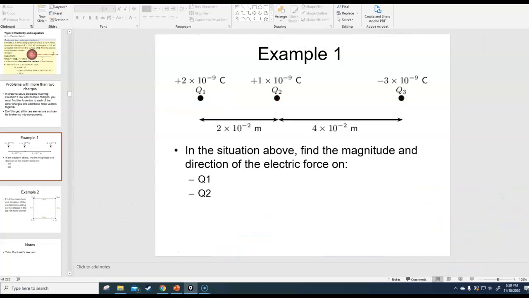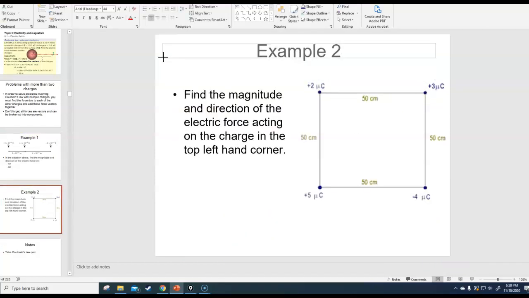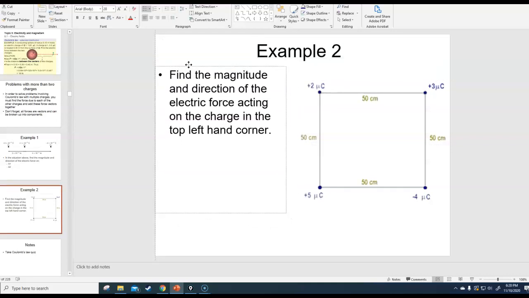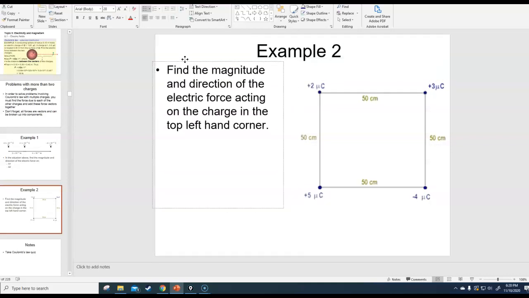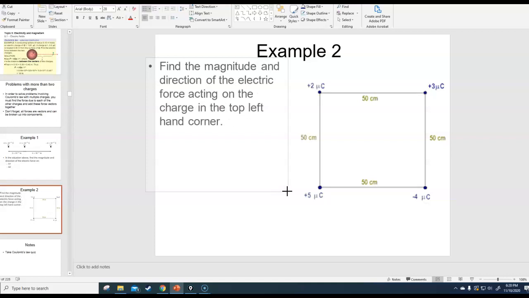Okay, so I'm going to do a two-dimensional problem, and I will probably never do one of these ever again because it's a big pain to do. But again, I just want you to have seen this before in case you ever see it again. I apologize in advance. Example 2 says, find the magnitude and direction of the electric force acting on the charge in the top left-hand corner. Sounds like a simple prospect, but let's see.